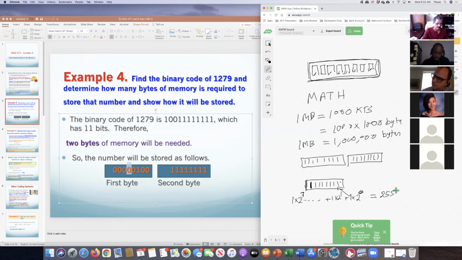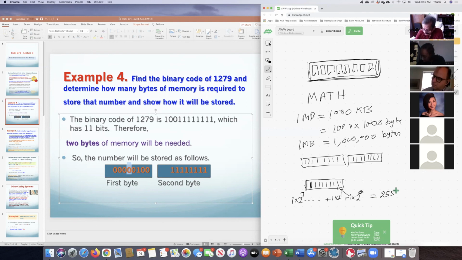Okay, 255. Now these facts are useful to remember because there will be questions coming up in the homework and test as to what is the largest number that fits in 1 byte, 2 bytes, 3 bytes. All those will be your questions in homework and test. So you have to be able to figure it out.